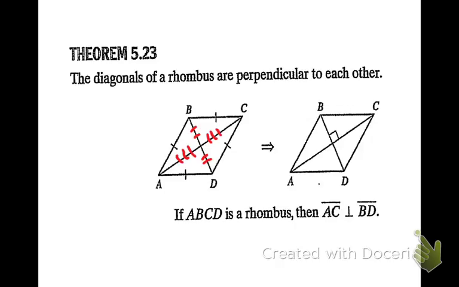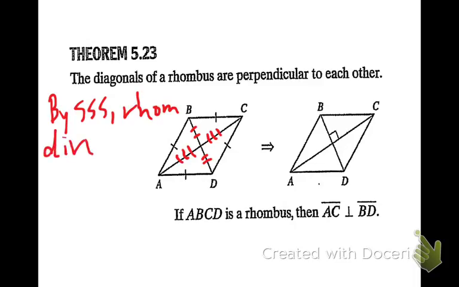All right? So, now what could I do? Chris? We could say the two triangles that were made on the sides. Yeah, not just two, all four of them. All four of those triangles are congruent by side, side, side. So by side, side, side, the rhombus is divided into four congruent triangles.